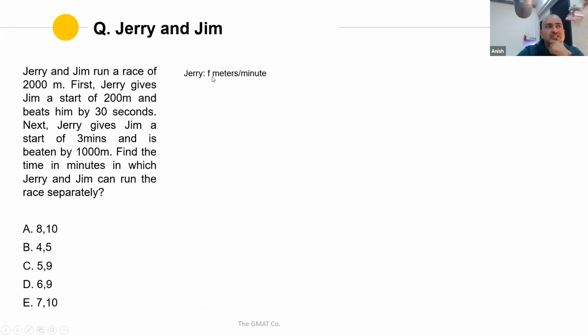So instead of first assuming meters per second and then converting in the end, let me just start with meters per minute. There's one figure in seconds, but that's 30 seconds. I can easily convert that into minutes. All right, so let's assume Jerry's speed is f meters per minute. Jim's speed is s meters per minute, the slower guy. All right. What then?